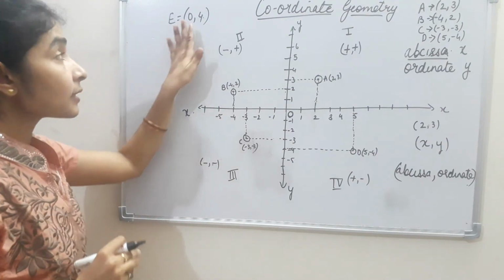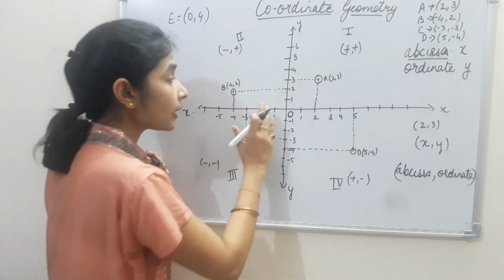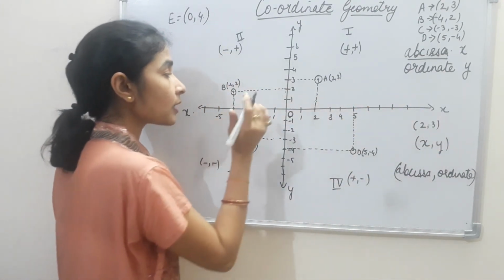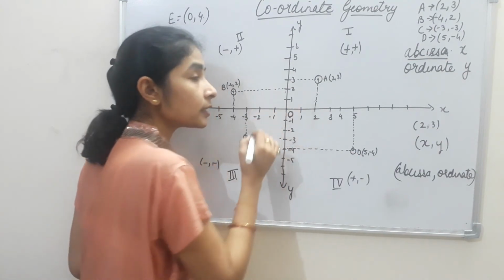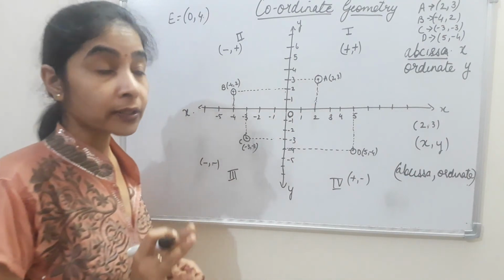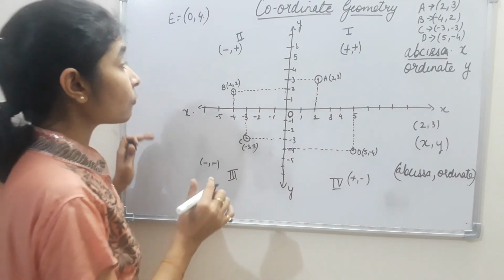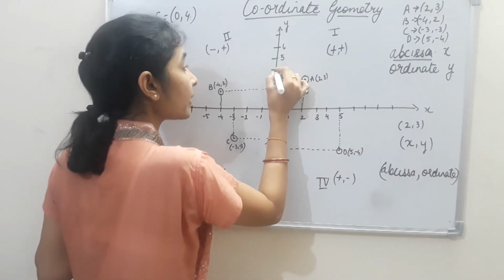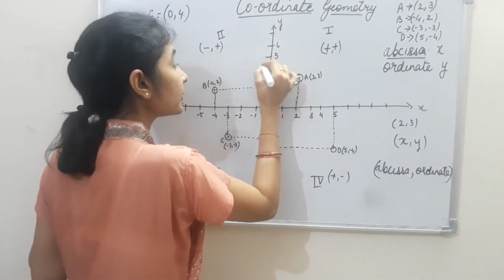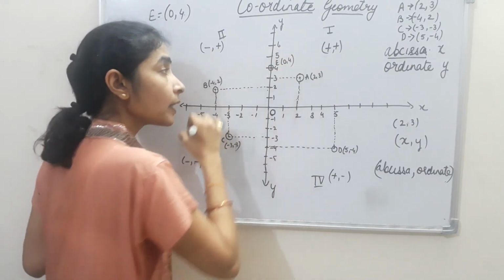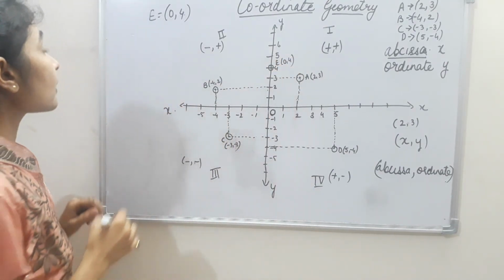Now x is equal to 0. So on the x-axis we are not supposed to move to the right-hand side or the left-hand side, but we are supposed to stay on the origin itself, because x is 0. So horizontally we are not supposed to move further. But y is equal to 4, so we will move on the y-axis. On the y-axis we will move up to here, and here lies point E, that is (0, 4).